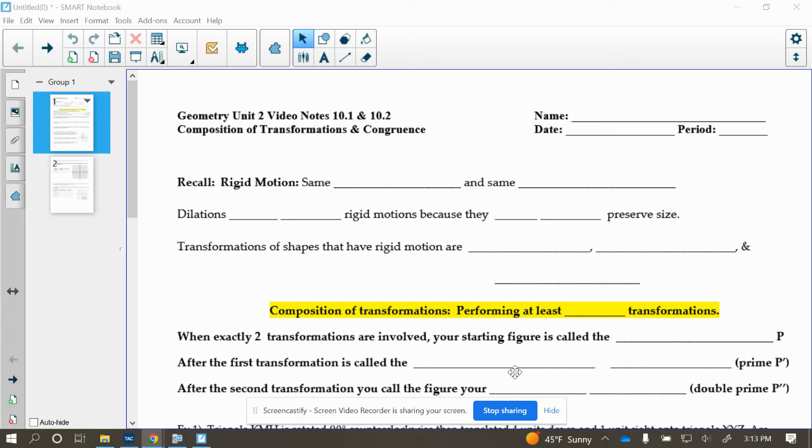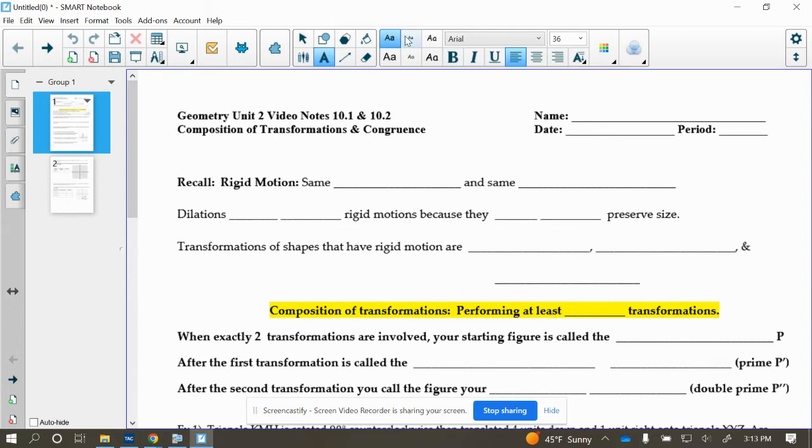Everyone, and welcome to our next lesson, our last lesson of Unit 2, Part 1, talking about composition of transformations. Today's notes are on a supplemental note sheet you should have gotten in class or printed off of Google Classroom. Now, reminder, a couple of things here.